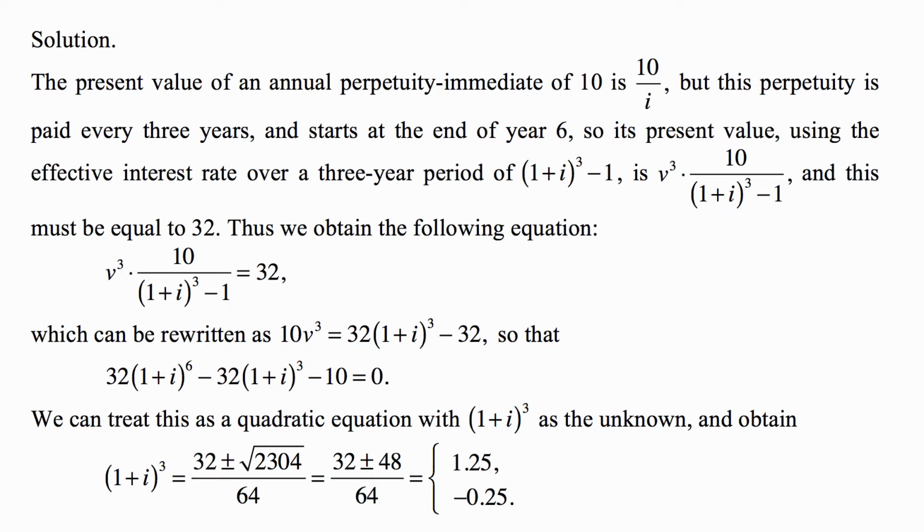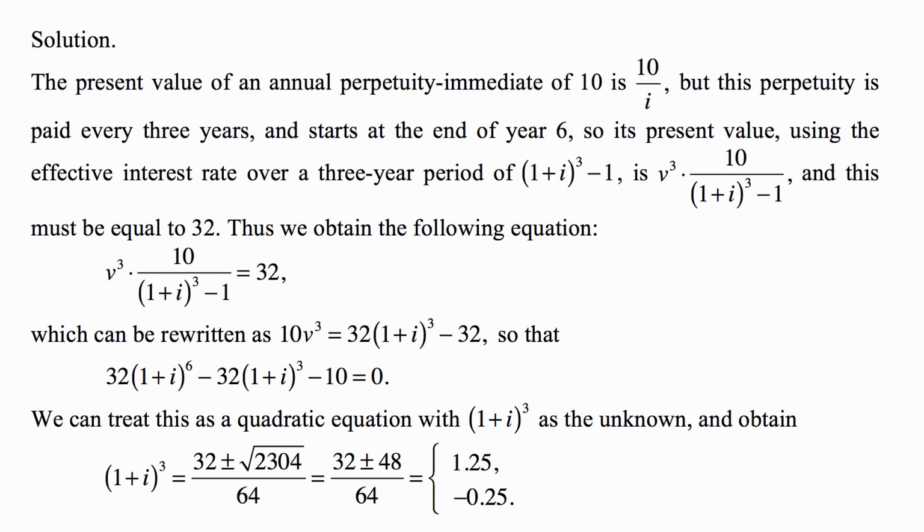Okay, so let us think about a solution. If you have an annual perpetuity immediate of 10, then its present value is 10 over i. But this perpetuity is paid every 3 years and starts at the end of year 6, which is 2 3-year periods into the future. So if you had a perpetuity paid every 3 years, this one is deferred by 1 3-year period.